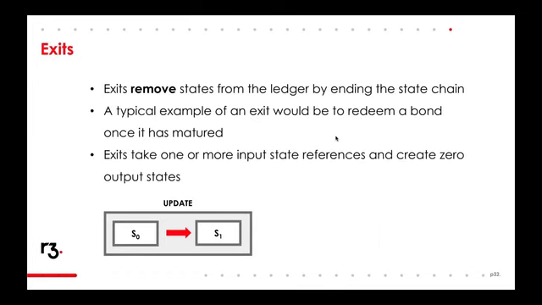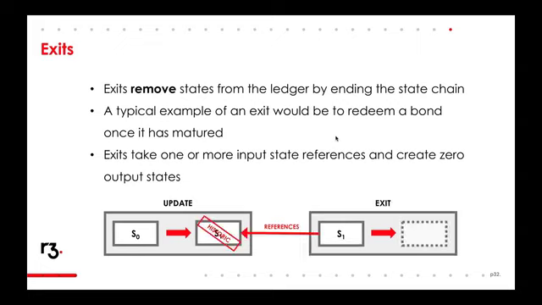Lastly, we have exits, and exits remove states from the ledger by ending the state chain. So it's pretty simple. You would consume the previous state that was created in the previous transaction and not create a new state. And this effectively exits that state off the ledger because potentially the instrument or agreement or contract is not required anymore on the ledger. But as I mentioned, crucially, you still have access to all the historical versions of that state, which facilitates a useful audit trail for the life cycle of that agreement or contract or instrument.